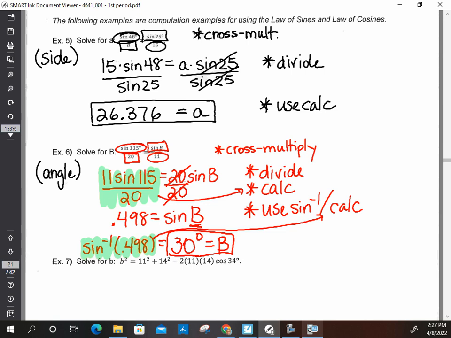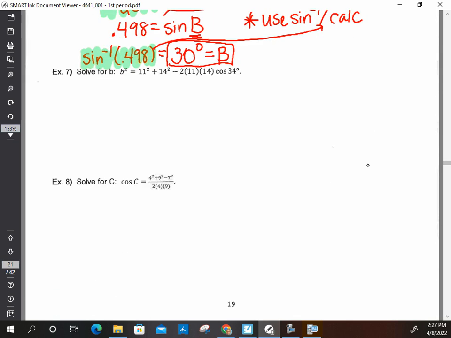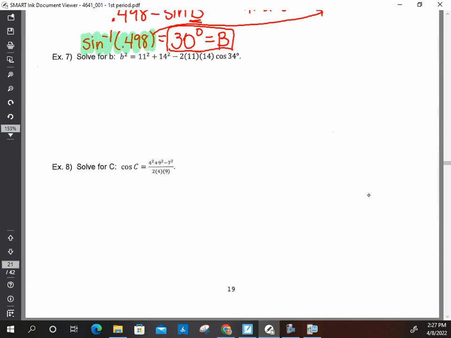So again, examples 5 and 6, those are for the law of sines, which you'll get to later on in this unit. But this is simply the computation that you need to do the calculator practice ahead of your asynchronous lesson. So 5 and 6 are for law of sines. 7 and 8 are for law of cosines. So our last 2 examples deal with the law of cosines. Example 7 is if you were solving for a side. Example 8 is if you were solving for an angle.